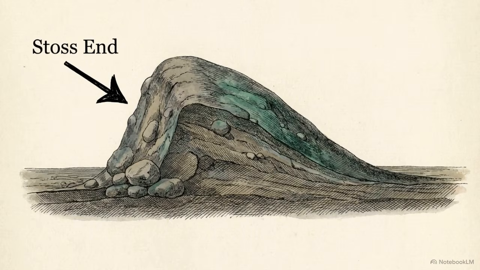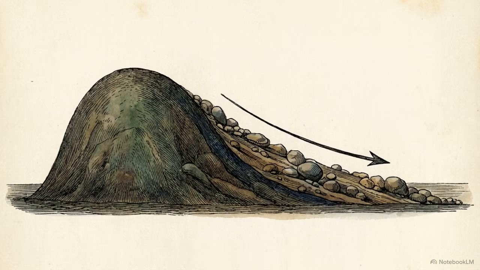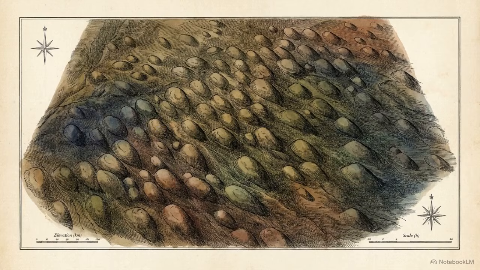A drumlin's shape is directional. The blunt stoss end faces the direction from which the ice came, while the tapering lee end points in the direction of the ice flow. Mapping these drumlin swarms allows geologists to reverse engineer the exact trajectory of the vanished ice sheet.